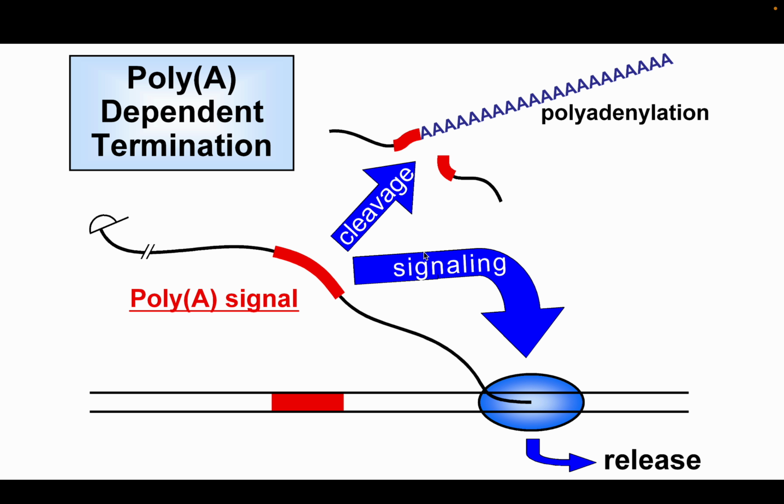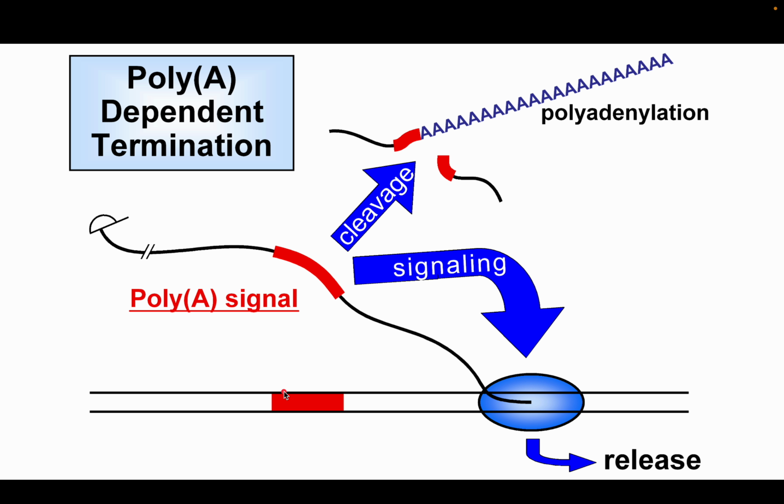Last one is termination, and in eukaryotes, it's a lot different from bacteria. In bacteria, once the stop signal is reached, the mRNA is completely released immediately. But for eukaryotes, it takes a while, and it goes through something called poly-A-dependent termination. The poly-A signal is essentially the stop signal for eukaryotes. And so you would think that it would immediately release, like in bacteria.